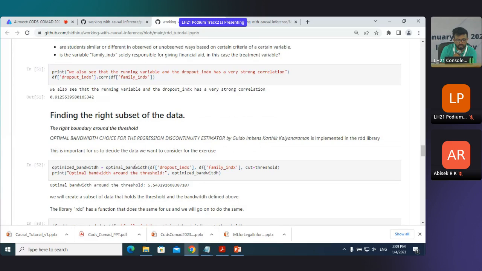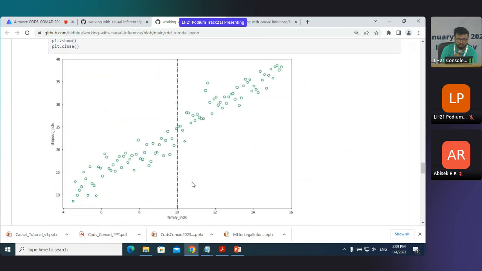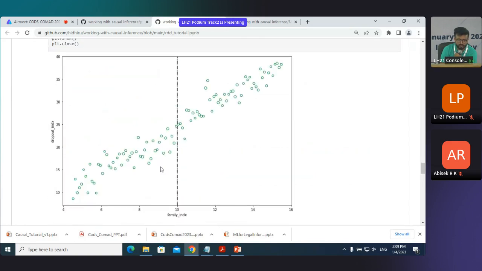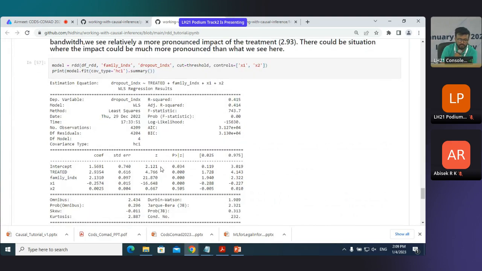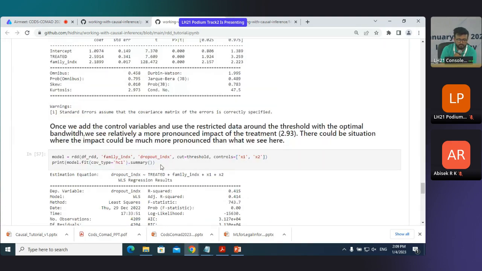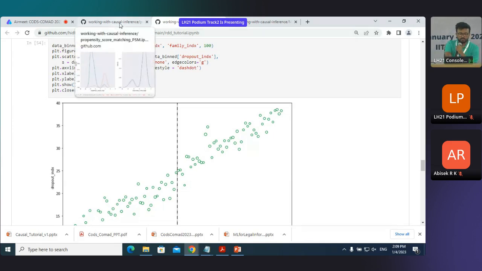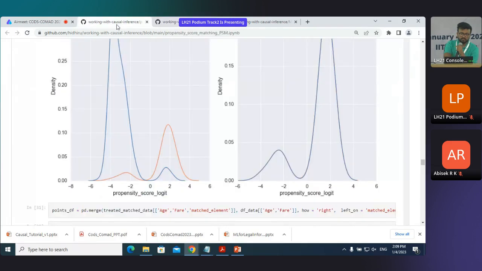So the way they do it here, we find the optimal threshold, which in this particular example is 5.54, and then you truncate the data and compare only around it. Then it's pretty straightforward: you look at the OLS model and find the impact of each of these within this particular data. So this is primarily a very high-level view of how the RDD and matching would work.